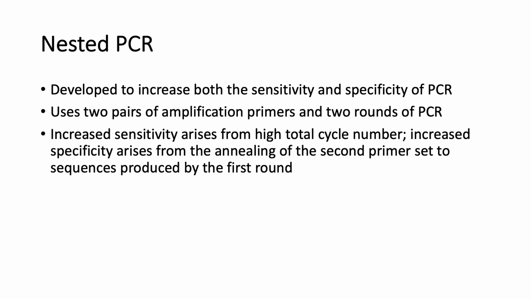The products of the first round of amplification are then subjected to a second round of amplification using the second set of primers. The second set of primers anneal or bind to a sequence internal to the sequence amplified by the first primer set. The increased sensitivity arises from the high total cycle number, and the increased specificity arises from the annealing of the second primer set to sequences produced by the first round.